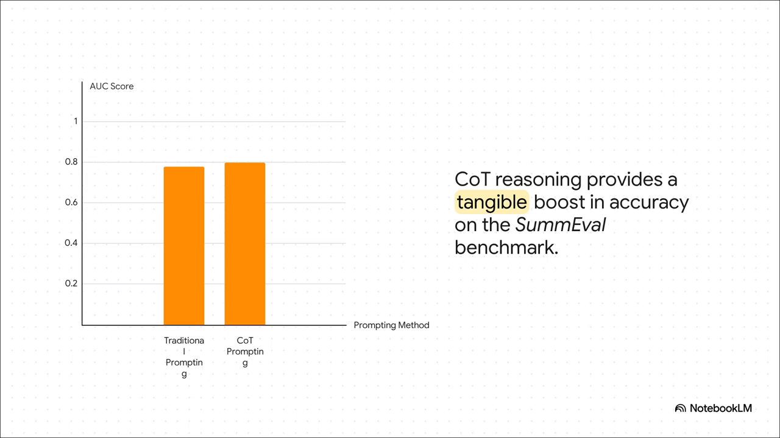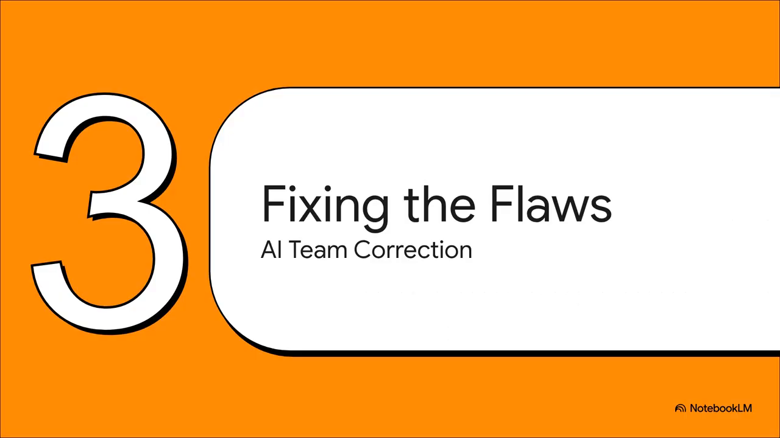It might look like a small change on the chart, but that 2-point jump is a really tangible improvement in performance. Okay, so we can find the hallucinations. That's huge, but that's only half the battle. The really crucial next step is fixing them.